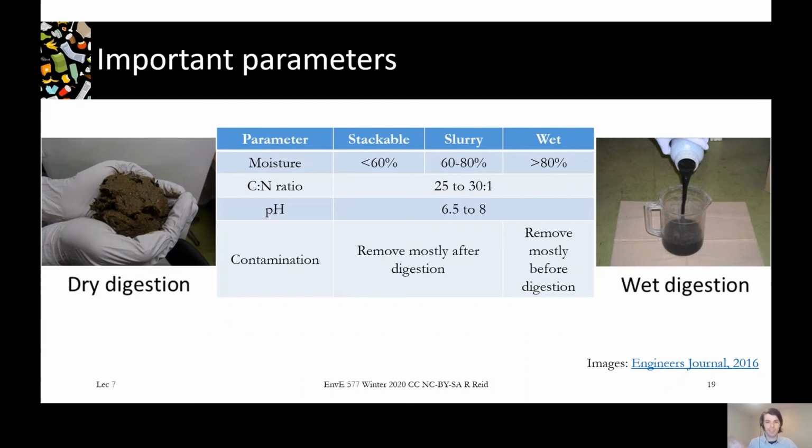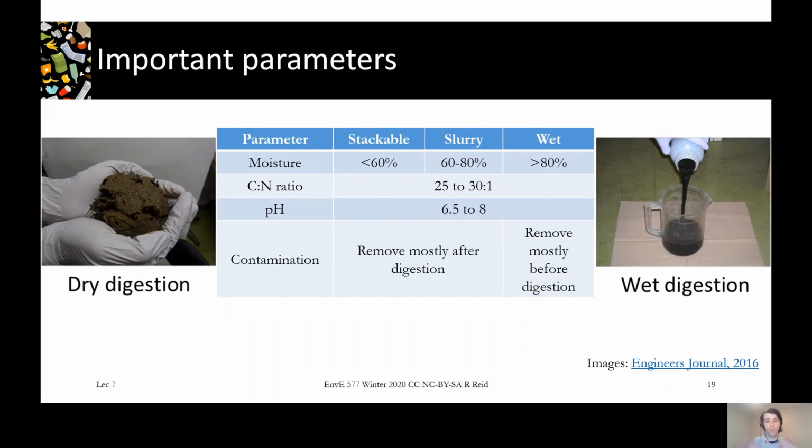All of these processes, however, need a nutrient balance. So the key nutrients to balance are carbon and nitrogen. And so the same thing in AD and compost, you want 25 or 30 carbons to each nitrogen just to be able to give the microbes what they need to grow. And we want a pretty neutral pH coming into the process.